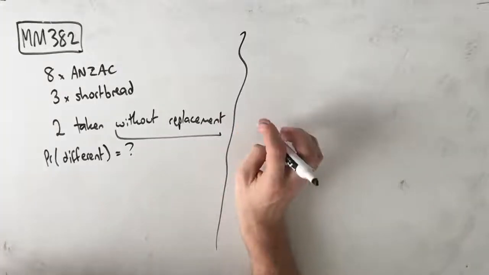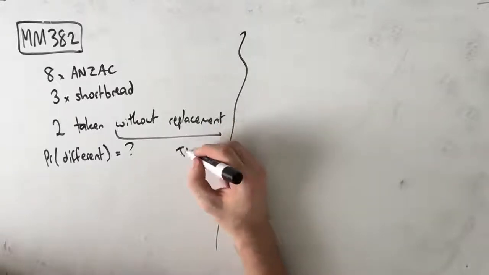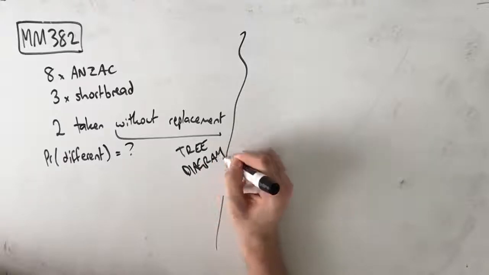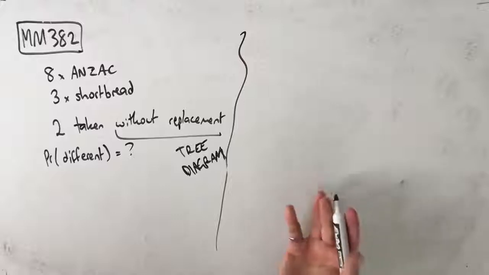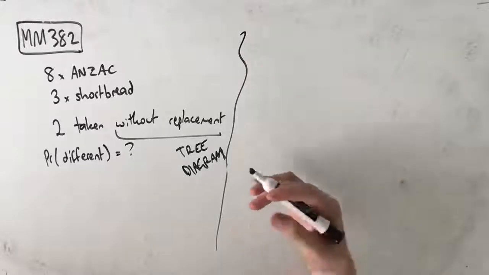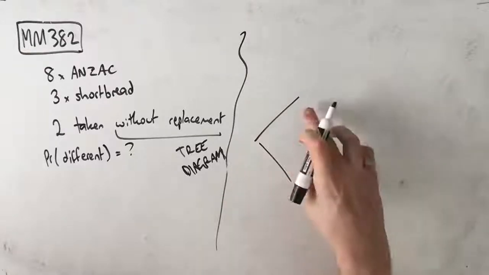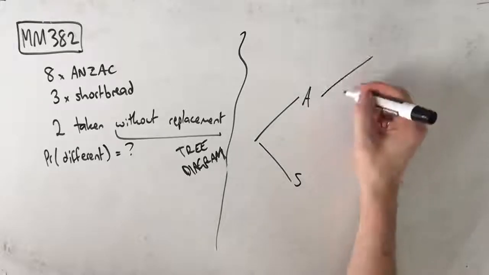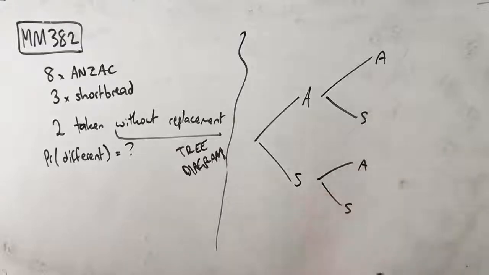Alright, awesome. So first things first, as soon as we see the words without replacement, we need to start thinking about drawing a tree diagram, okay? Because you're not going to be able to keep track of all these different probabilities being thrown around, and it's really easy to keep track of with a tree diagram. So what we're going to do is, because we're going to be taking 2 different biscuits, we have 2 possibilities for our first pick. We have an Anzac or a shortbread, and then for our second pick, we have Anzac and shortbread again, regardless of what we take first.